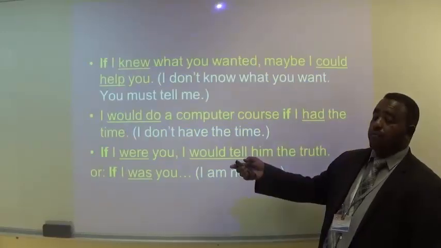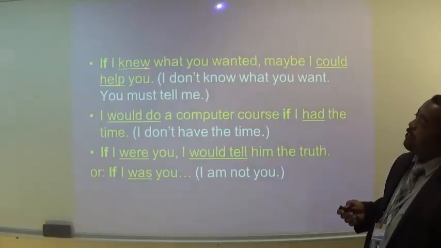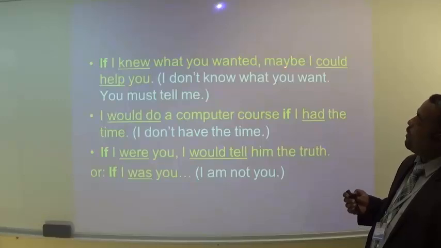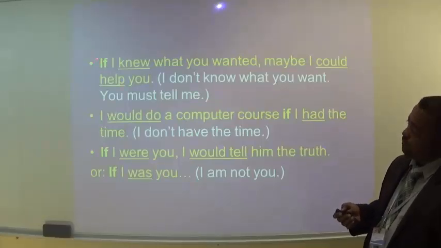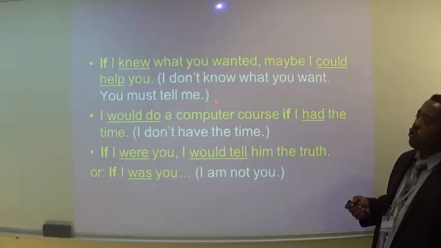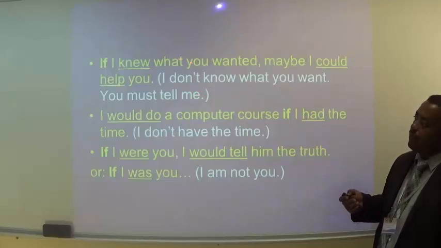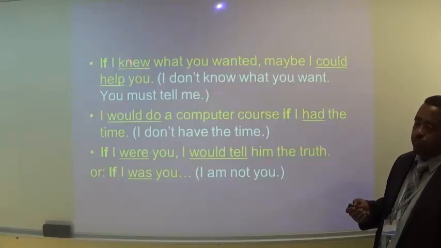So these are examples. If I knew what you wanted, maybe I could help you. I don't know what you want, you must tell me, and this is the meaning of this sentence. And here the verb is in the past: knew. And the K is silent.